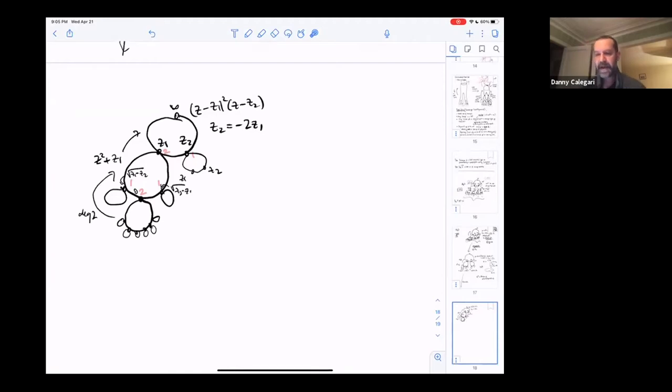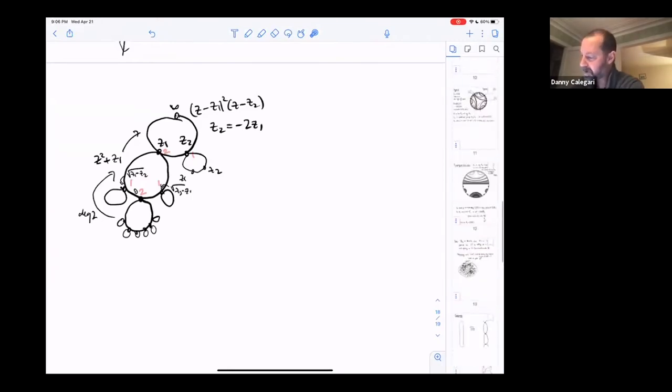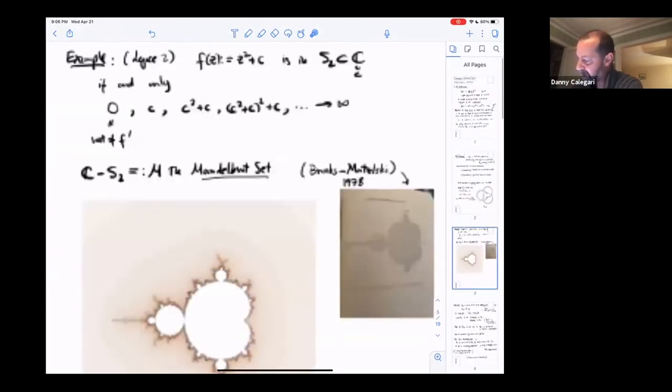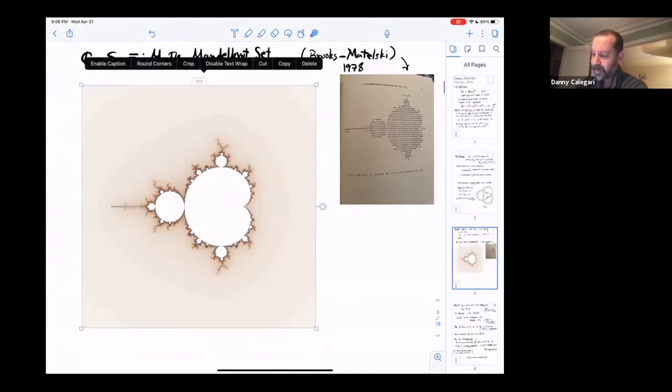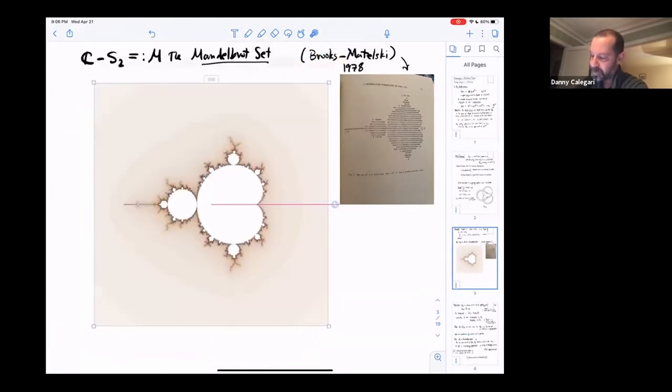So of course, let's look at the degree two case. The Mandelbrot set is the complement of the degree two case. And as you probably know, there's a picture here of the Mandelbrot set somewhere. The Mandelbrot set decomposes in some nice way into a bunch of blobs. You have this main cardioid, and you have these little blobs, blob, blob, blob. And each one of these blobs has a nice point in the middle of it, which corresponds to a polynomial which is post-critically finite.